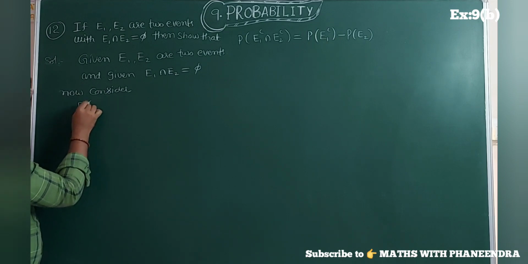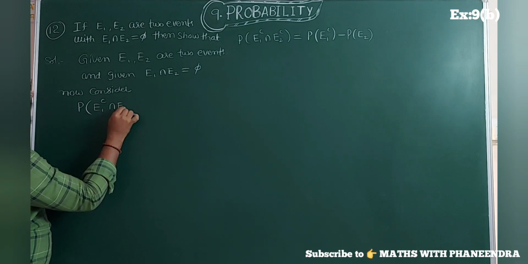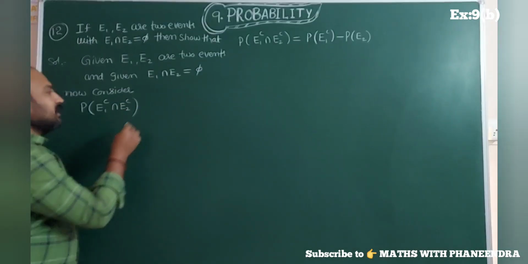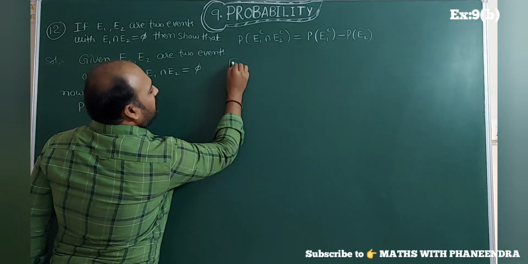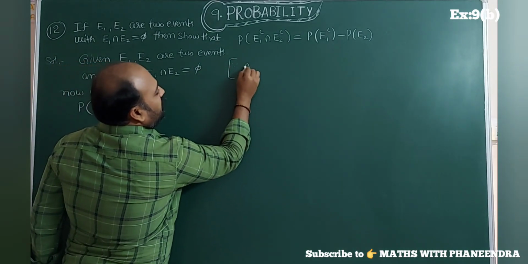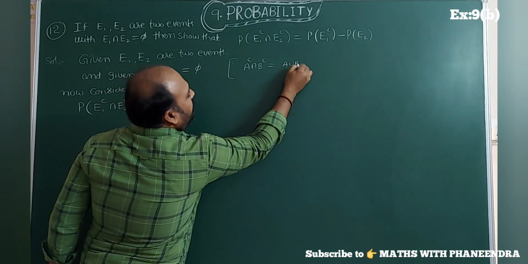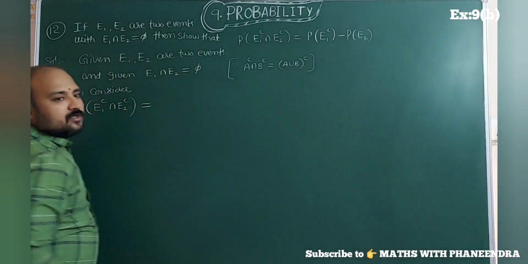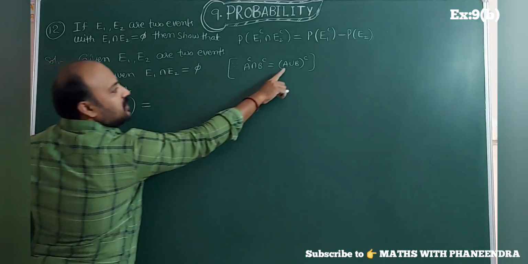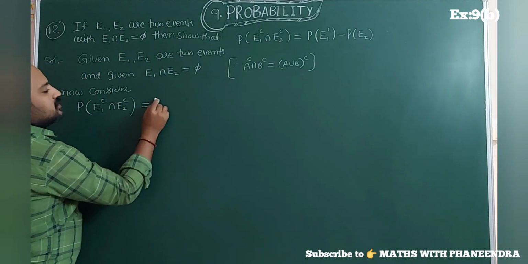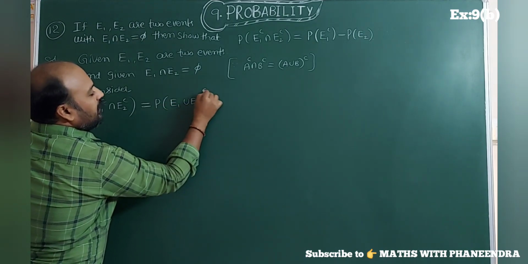So, probability of E1 complement intersection E2 complement. In this session, I said one of the De Morgan's law. A complement intersection B complement can be written as A union B whole complement. So here also E1 complement intersection E2 complement can be written as E1 union E2 whole complement. So probability of E1 union E2 whole complement.